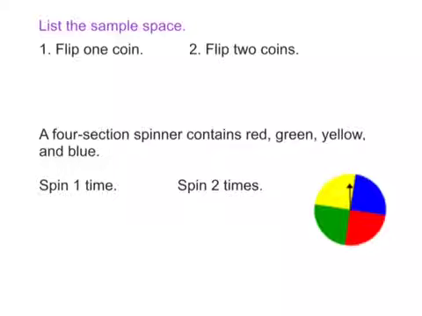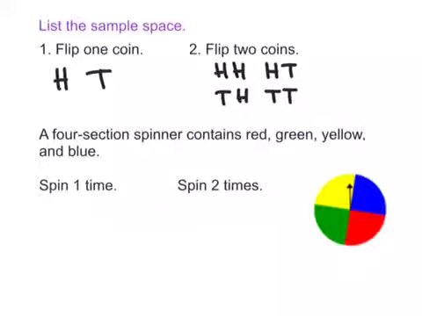Okay, so on this set of examples, I would like us to list the sample space. So, flip one coin. Well, there's heads and there's tails. And I'm abbreviating with an H and a T because I think we would all understand that. But what if we were to flip two coins? Well, the first coin could be heads, and the second coin could also be heads. Or the first coin could be heads, and the second coin could be tails. Or the first coin could have been tails, and the second coin heads, or they both could have been tails.